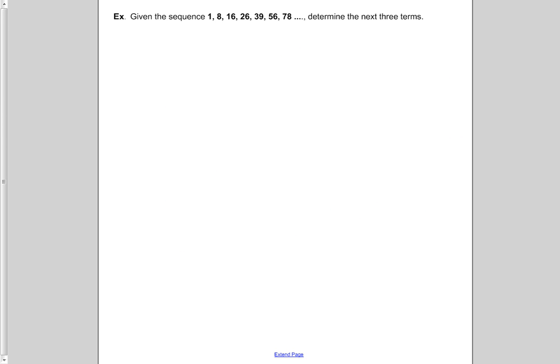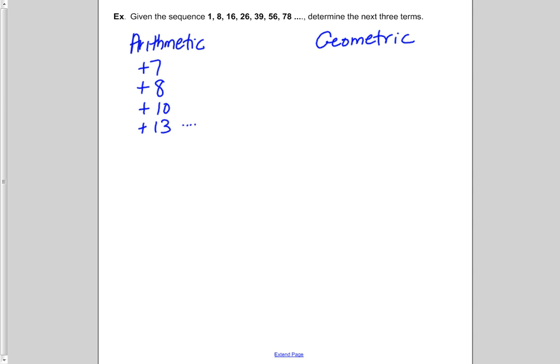Given the sequence 1, 8, 16, 26, 39, and so on, determine the next 3 terms. My strategy would be to look first and see if it's arithmetic. I'm going to quick look and see also if it's geometric. Between the first 2 terms, I would be adding 7. Between the next 2 terms, I would be adding 8. And then I would be adding 10, 13, and so on. It's not arithmetic. It's not following the same difference every time.